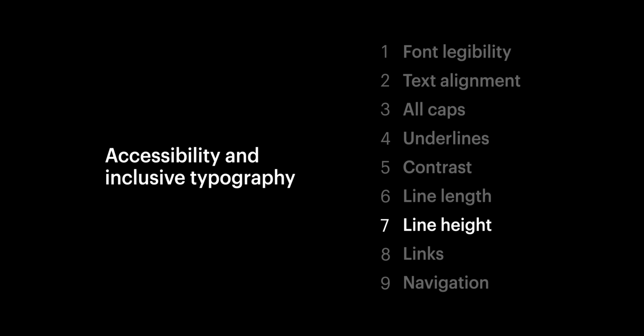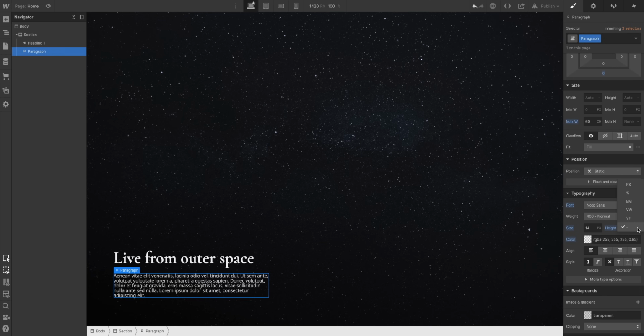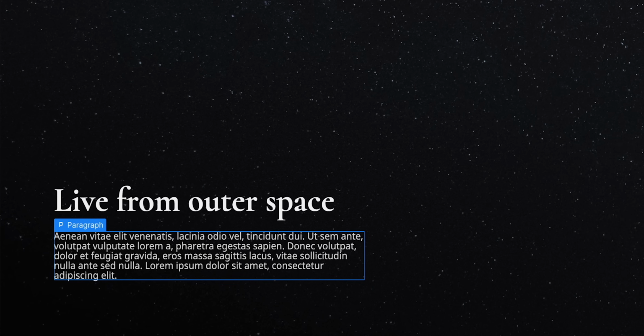Then we have line height. Here's a line height of 1. We're using the unitless option, the hyphen from the dropdown. That means whatever the font size is, we're basically saying the height of each line of typography is equal to 1 times that font size.